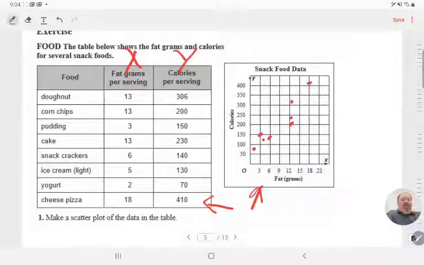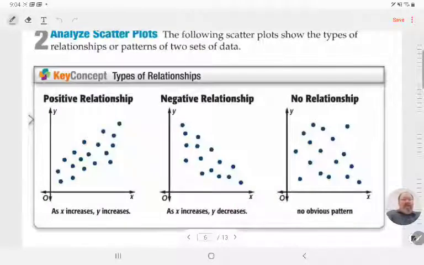And one thing you would notice is that it's going up, so it's a positive trend. And if I had to explain it, I would say as the number of fat grams increases, the number of calories increases as well. Okay.